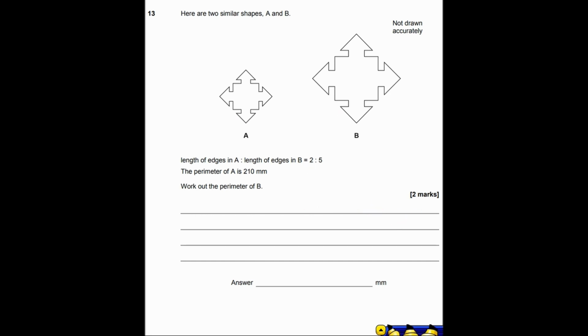Another way of looking at this is if we look at the ratio, which is 2 to 5, if we simplify this in terms of 1 to n, we would have to divide both sides by 2, so we'd have 1 to 2.5. In other words, each edge of B is 2.5 times bigger than A, so we would simply take the 210 and multiply that by 2.5, and again, same answer, 525 millimeters.